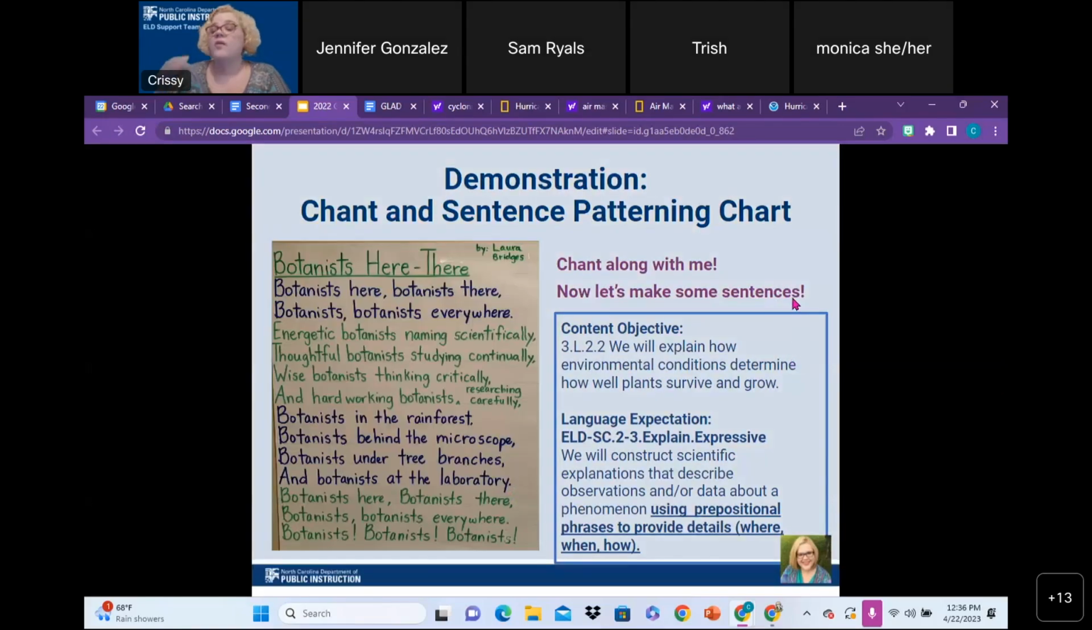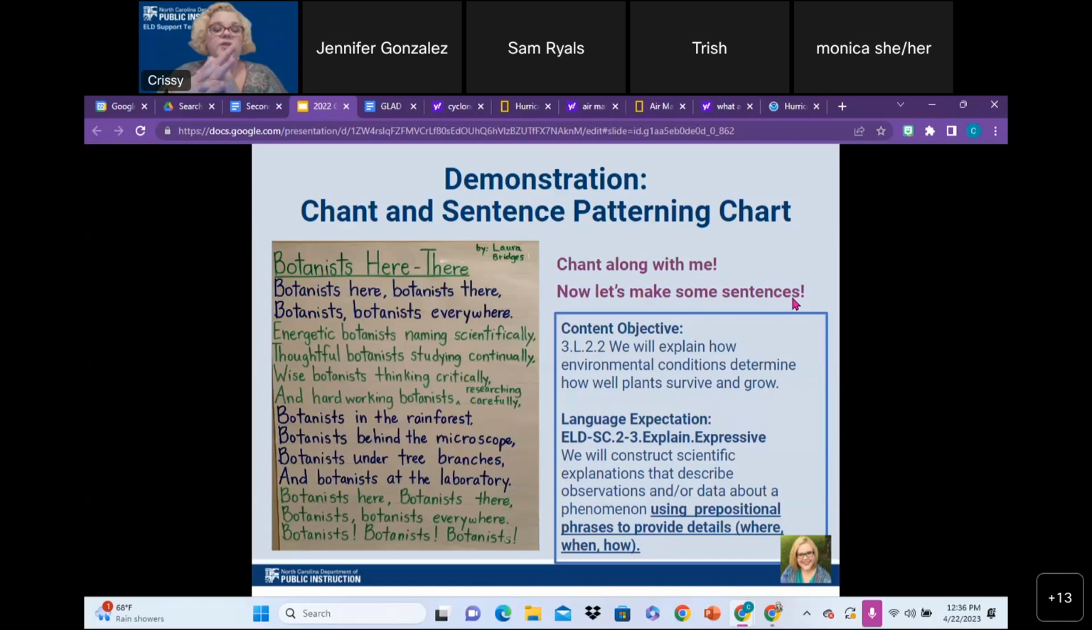What we're going to do now is actually demonstrate the chant and the chart together. So remember we talked about that Project GLAD strategies can be used independently, or some work really well together. We call that hanging together. Some support one another. So the here, there chant supports the sentence patterning chart. They hang together. And you can see why that might be, because the sentence patterning chart is teaching sentence structure.